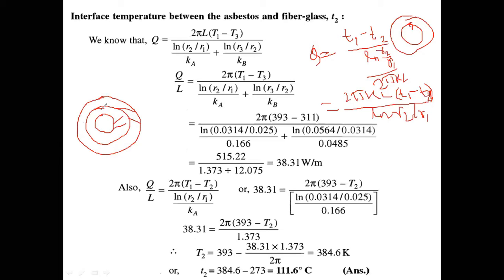material. Okay, so we know Q equals, for this case, twice pi k into L. The L term is common, so this is Q by L, twice pi into k, T1 minus T2 by ln R2 by R1. For this part, it will be twice pi kB, T2 minus T3 divided by ln R3 by R2. Clear? So you can choose any one and find out what the intermediate temperature will be. Clear?